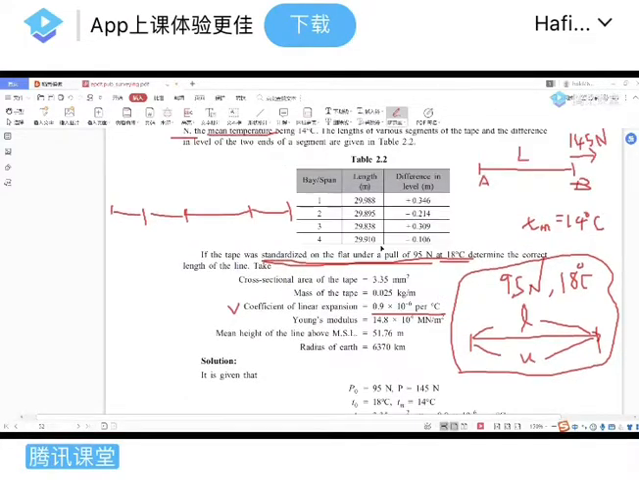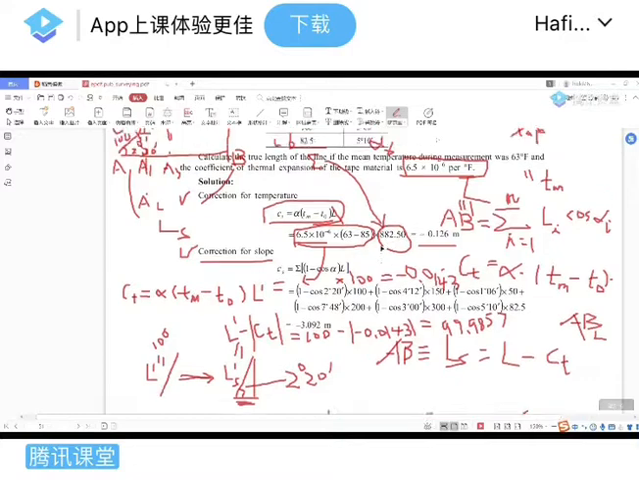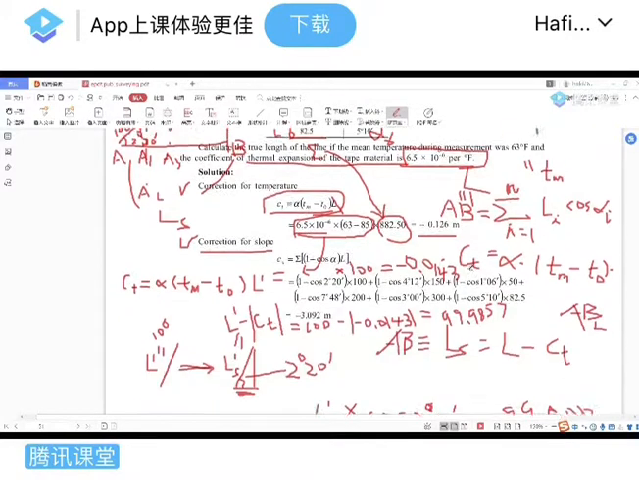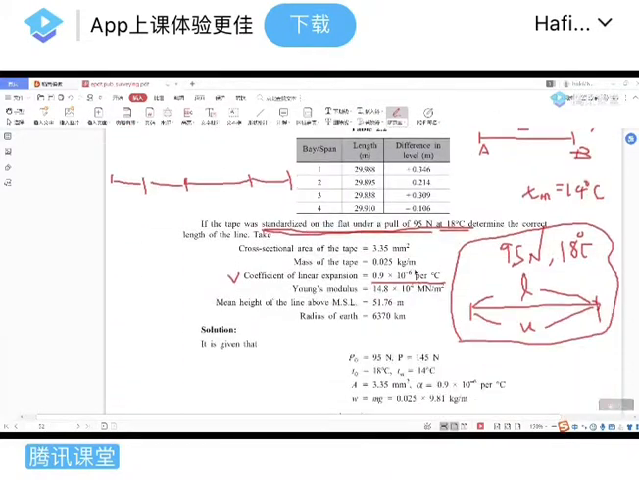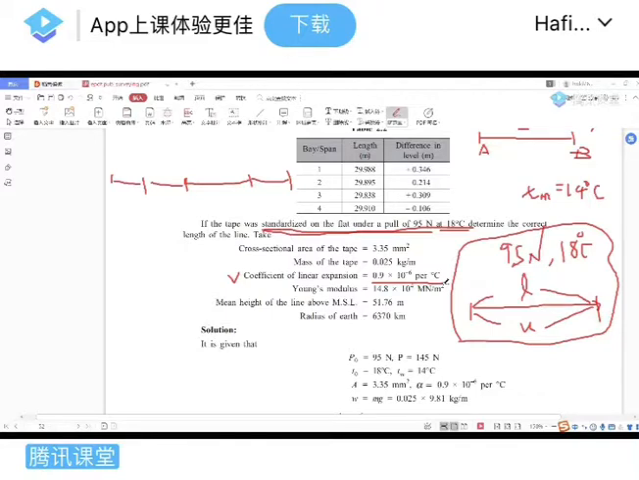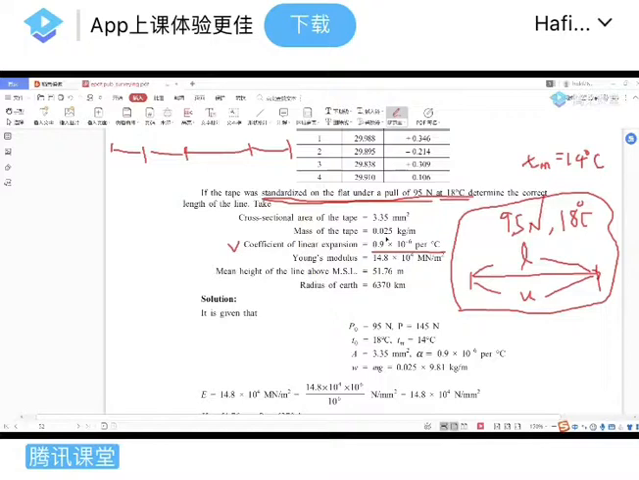Take a look at this one again. This is the thermal expansion of the tape material. We don't know the tape material, but this tape material's thermal expansion is per degree Fahrenheit over here. But now it is per degree Celsius. So you have to tell them apart. There is a distinction over here. Okay. Now, this is your alpha.